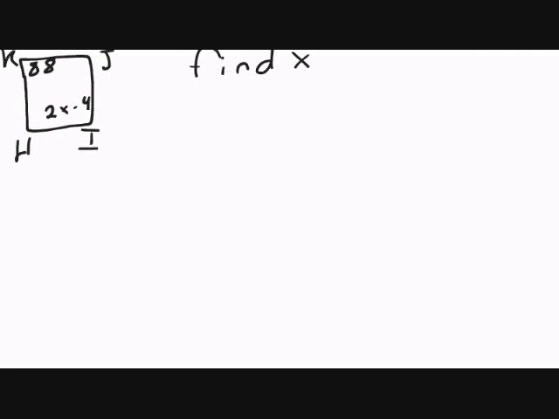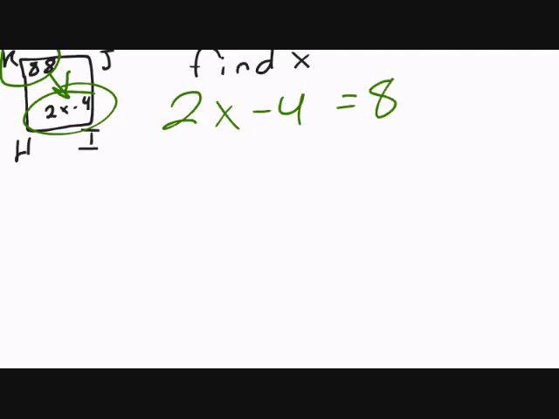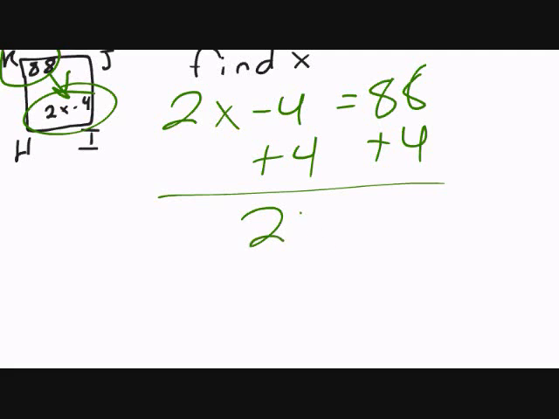Suppose we're asked to find the measure of x. And you notice that 2x minus 4 and 88 are across from each other. Well, the good news is opposite angles, angles that are across from one another, are congruent in a parallelogram. So that means that 2x minus 4 is equal to 88. We can solve for x by adding 4 to both sides. Remember, we add and subtract before multiplying and dividing.